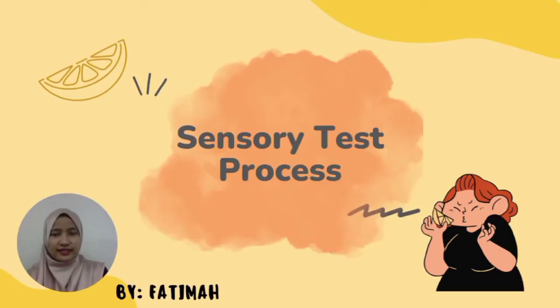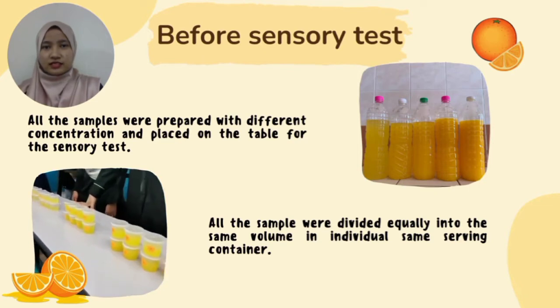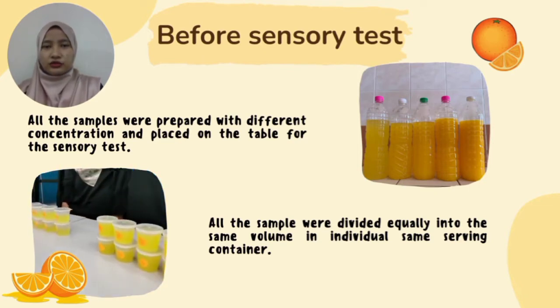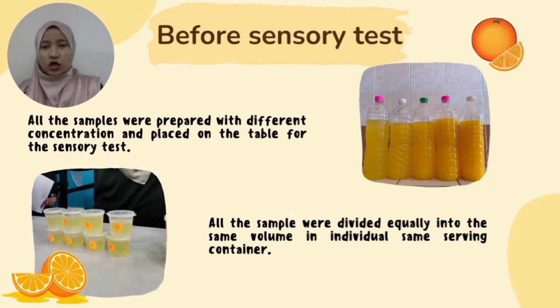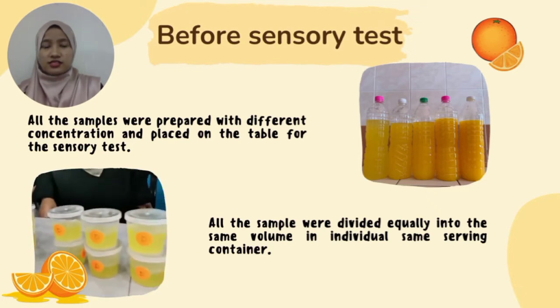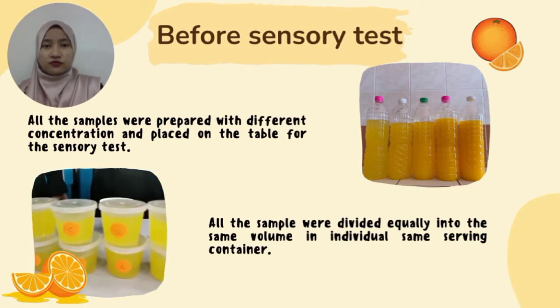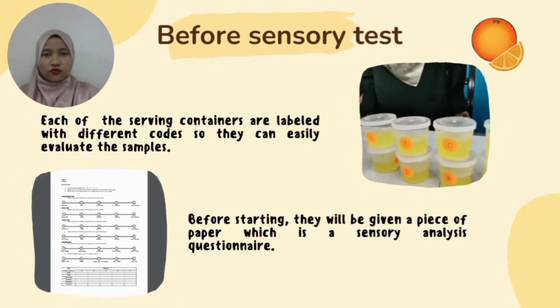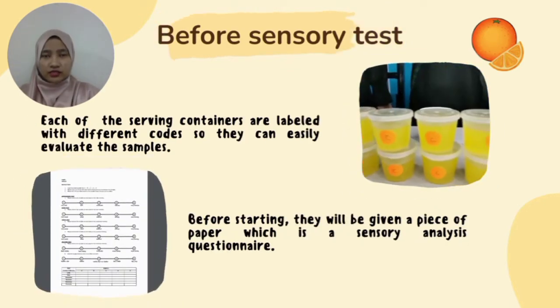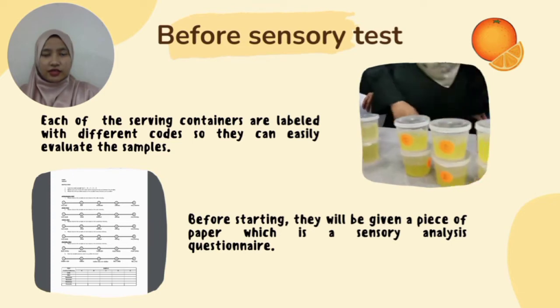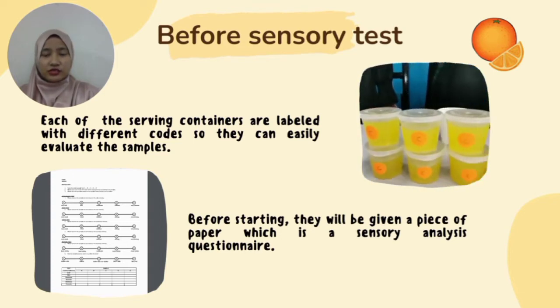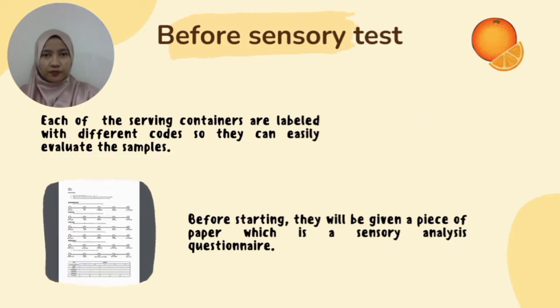And now we move to the sensory test process. The sensory test process has 3 stages, which are before, during, and after. For before the sensory test, firstly, all the samples were prepared with different concentrations and placed on the table for the sensory test. Secondly, all the samples were divided equally into the same volume in individual, same serving containers. Next, each of the serving containers is labeled with a different code so they can easily evaluate the samples. And lastly, before starting, they will be given a piece of paper, which is a sensory analysis questionnaire as shown.